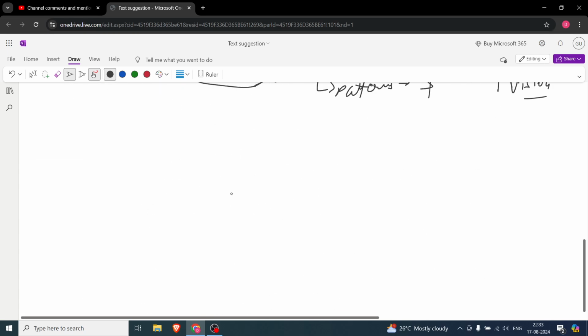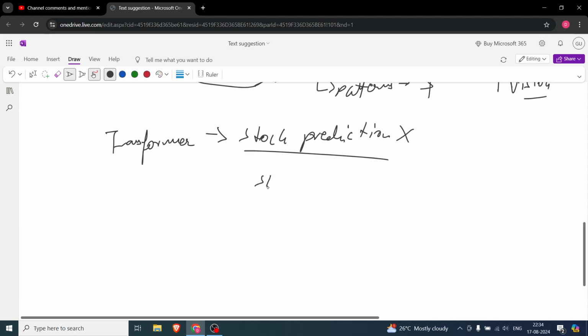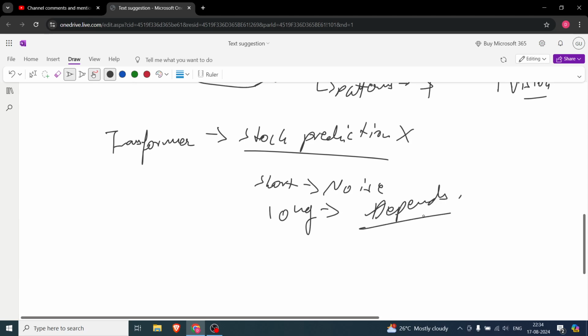So there are some places where a transformer is being used to do some stock market prediction. Generally these don't do well, especially in the short term, because in the short term there is a lot of noise in the market, and in the long term, it depends. I'll just say it depends. I'm not saying that it's not working.